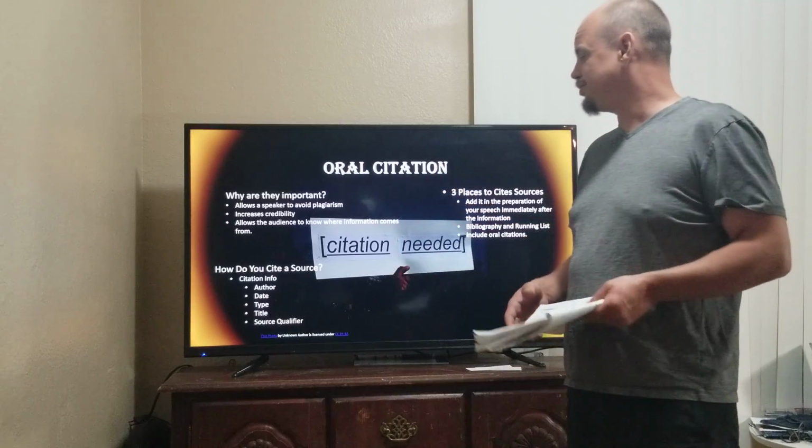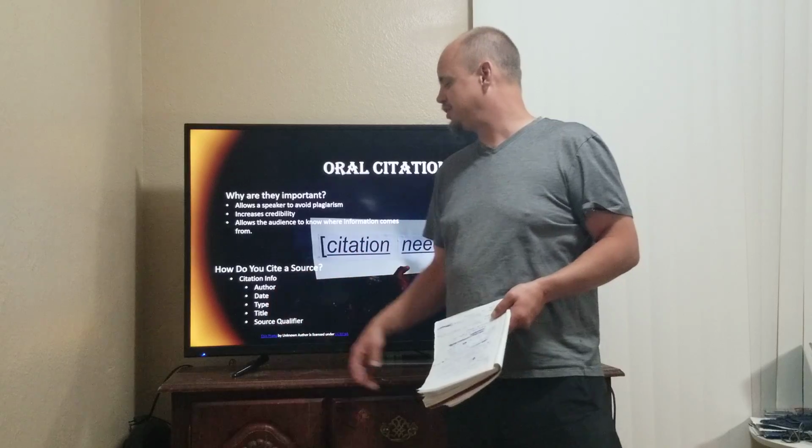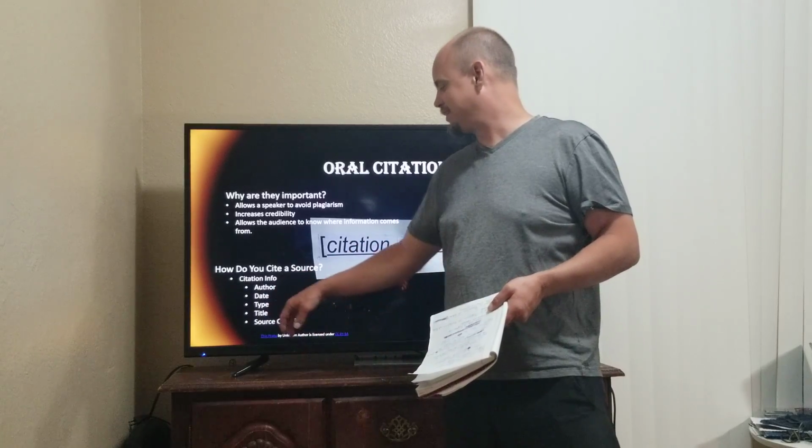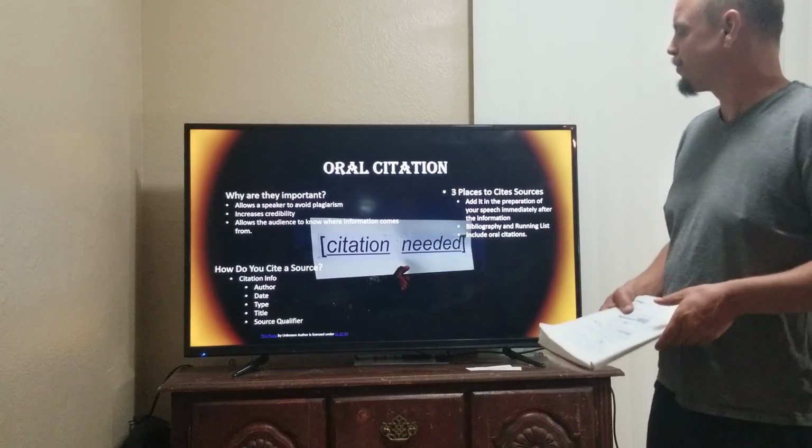Now, how do you do the source citation info? You make sure you put the author, the date, the type, the title, and the source qualifier.